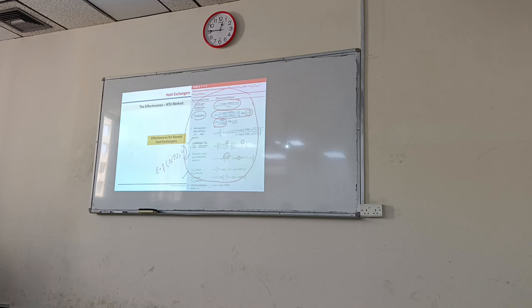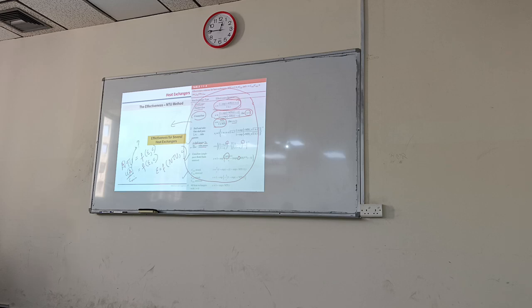We can write these equations here. These equations are written as effectiveness as a function of NTU and C. I can write the same equations as NTU equal to a function of effectiveness and C. What this means is that this equation can also give us the unknown area A.